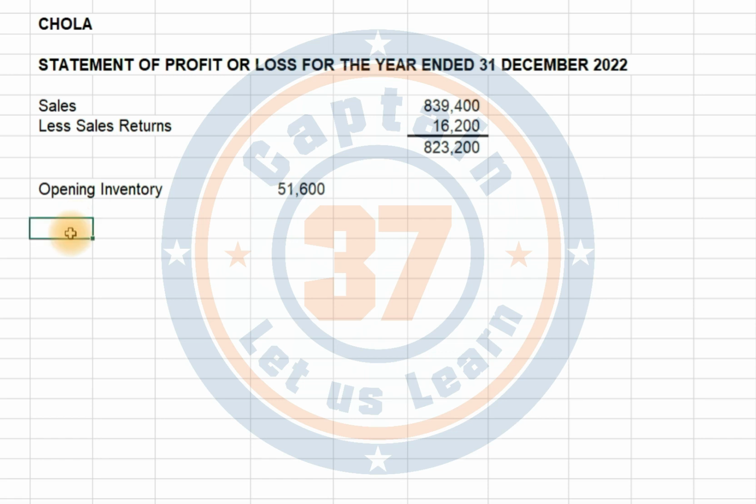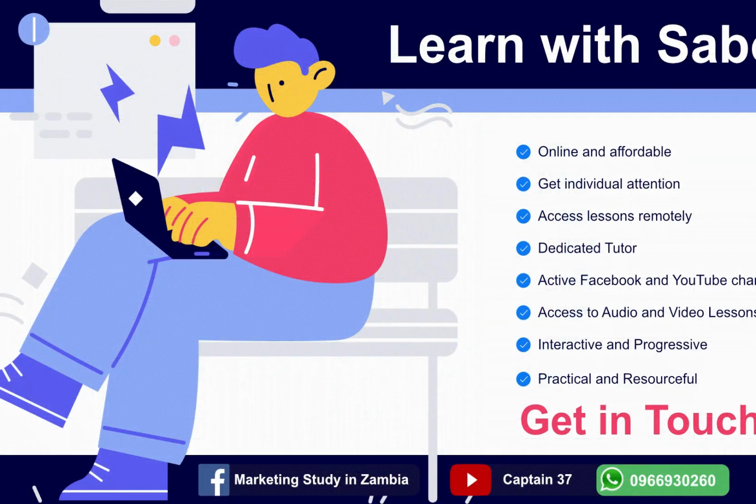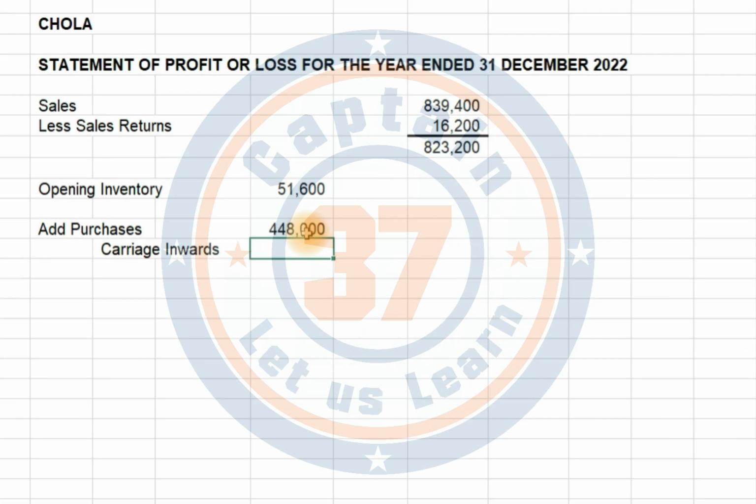We are going to add purchases. And we're told that the purchases amount is 448,000. We need to take note of carriage inwards. What is carriage inwards? It refers to how much we're going to spend to bring the products that we have purchased to ourselves. Transportation costs. And we are told that it is 9,200.